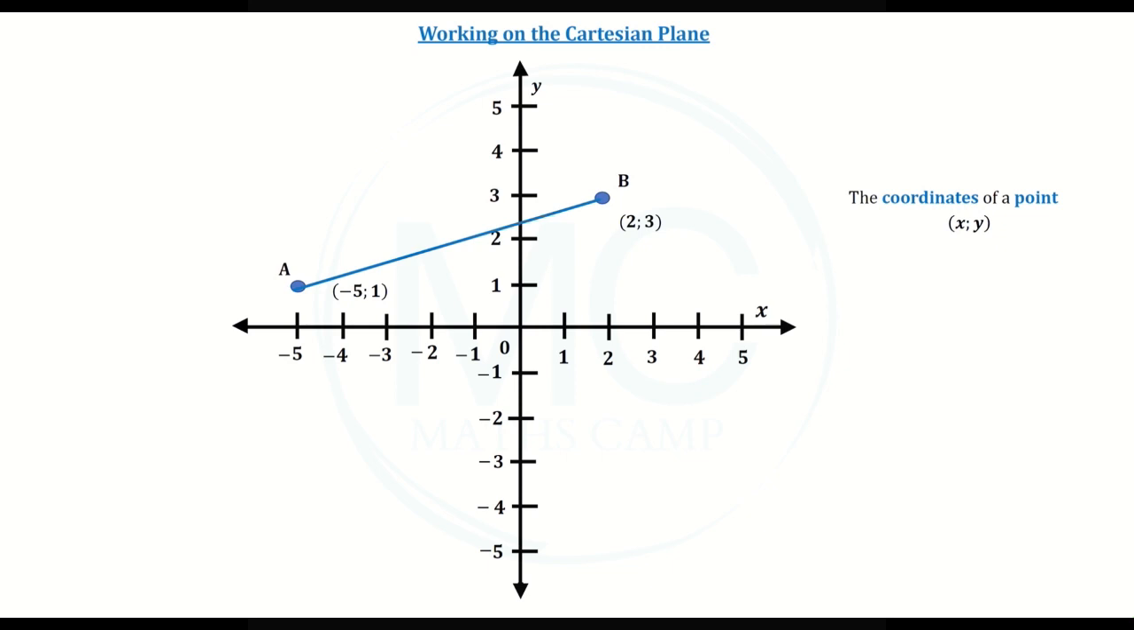Now I want to find more information about this line. How long is it? What is the slope or the gradient of the line? Where is the middle point of the line? Coordinate geometry and the Cartesian plane will allow us to find all of this information by just using the coordinates of point A and point B. And we will look at how we do this in upcoming videos.